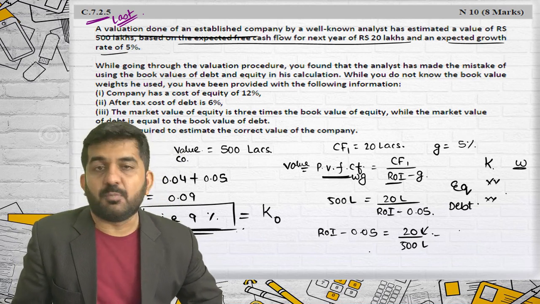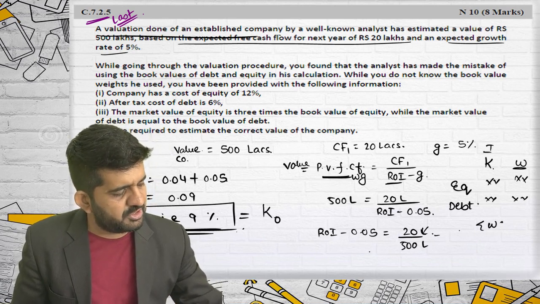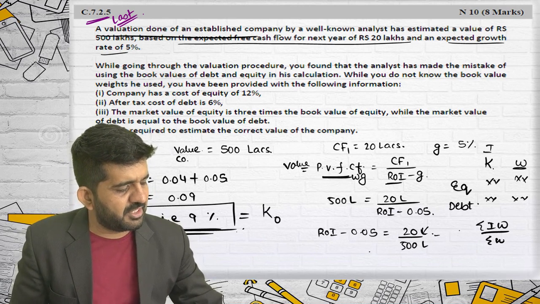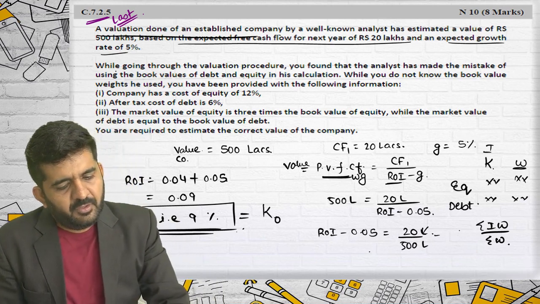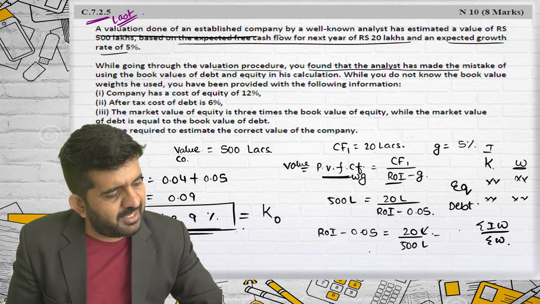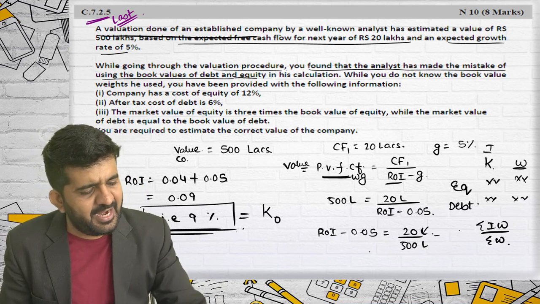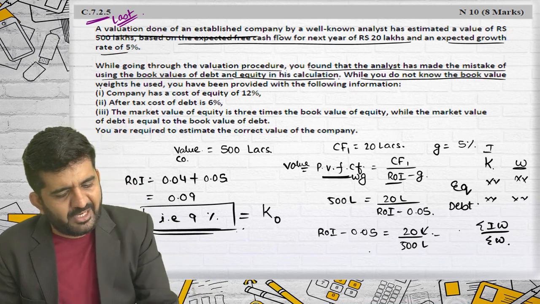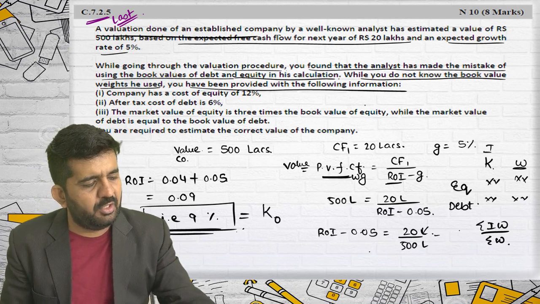Weight can be taken as market value or face value. This will be taken as I, this will be taken as W, sigma IW divided by sigma W, the cost of capital. Intermediate level, start. While going through the valuation procedure, you found that the analyst has made a mistake of using book value of the debt and equity in his calculation. While you do not know the book value weight he used, you have been provided with the following information.